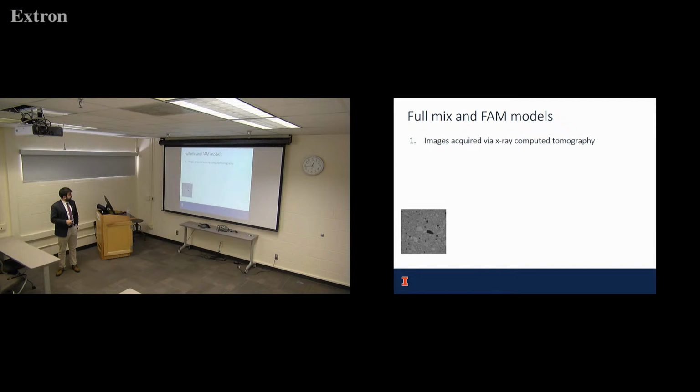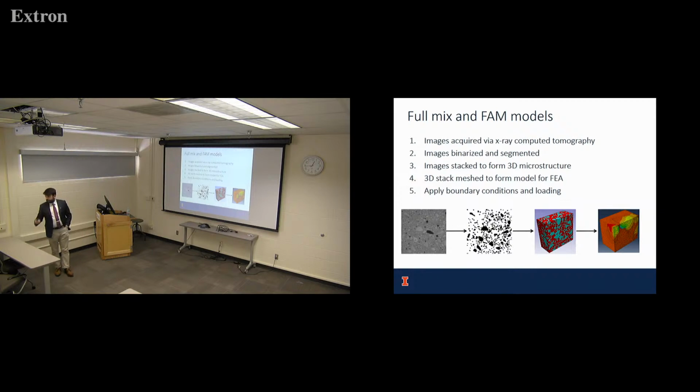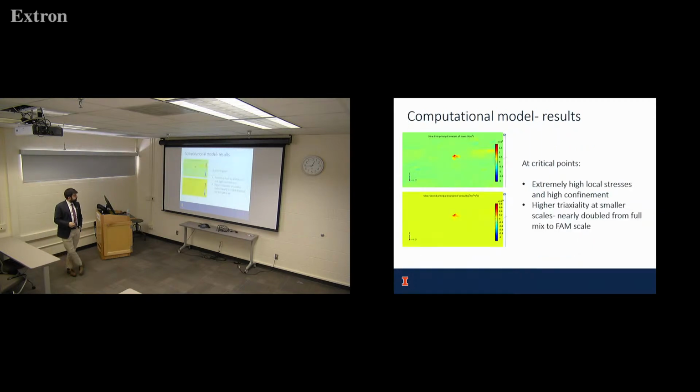So in this case, we're using X-ray CT. We're picking up 2D slices of the material. We binarize and segment those to separate the aggregate from the binder or mortar, depending on what scale we're working at. We stack them to form a 3D microstructure and mesh that and use that for finite element analysis.